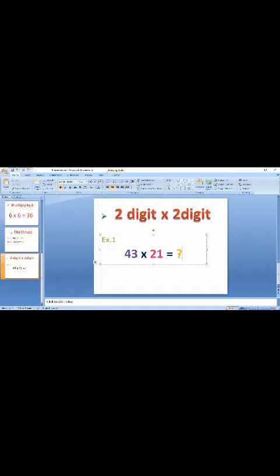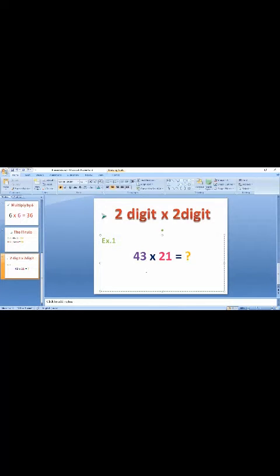So first, multiply the first number. So this will take you a huge amount of time to memorize the concept. And after you memorize that, it'll be easy to do the work. Okay.